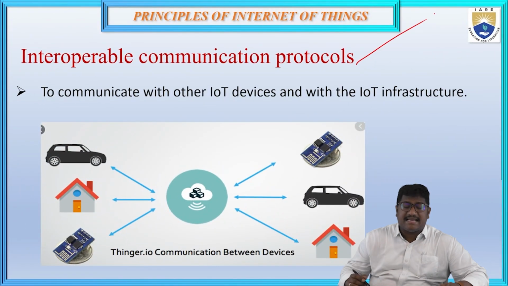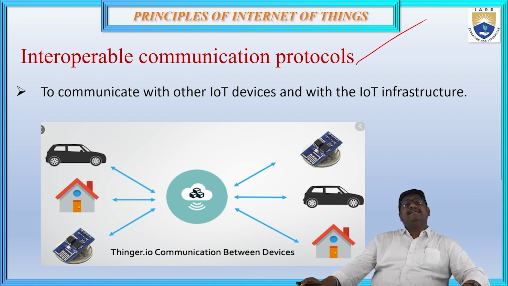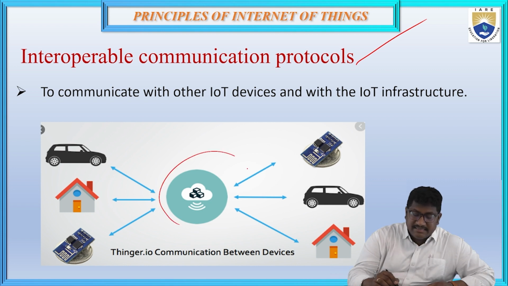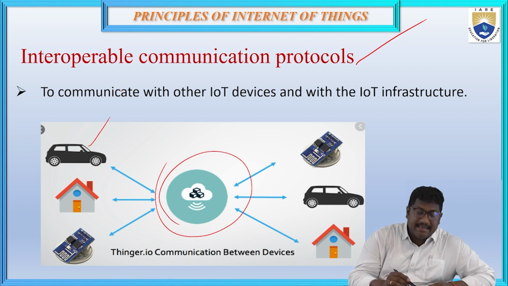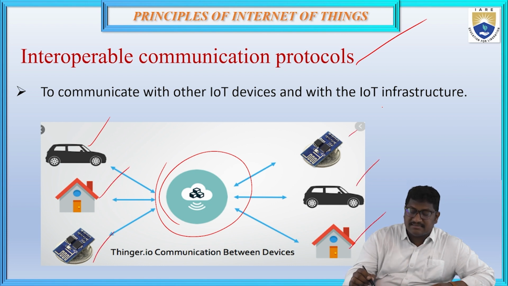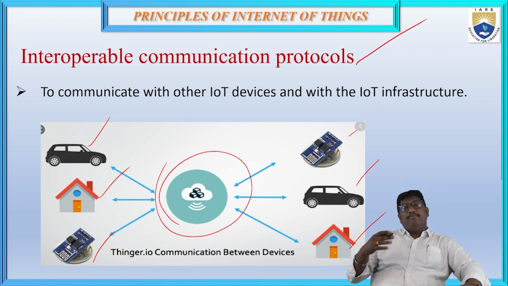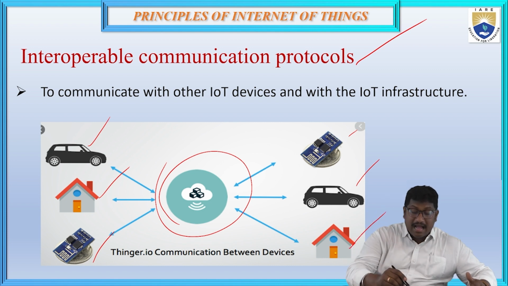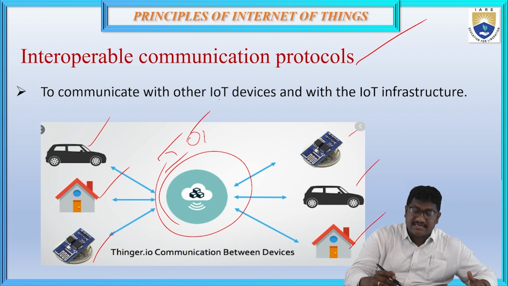And next we will go to the next characteristic, which is interoperable communication protocols. These are the protocols which are able to communicate with the IoT devices placed in the IoT infrastructure. Have a look here. In this IoT infrastructure, I am using a car as well as my home, and there will be RFID, and here also there are some devices which are connected. The communication between these devices is made using these interoperable communication protocols, which are present internally in the IoT infrastructure.